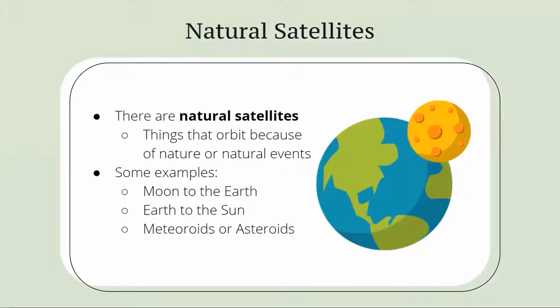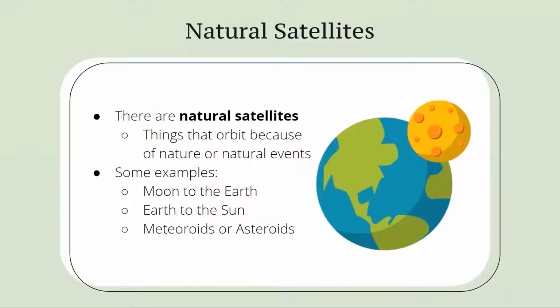Natural satellites are things that are orbiting just like a regular satellite, but the reason that it's orbiting is because of nature or natural events. So nobody put it there in specific, it just happened to occur because random things happened in nature. Some examples of this would be the moon to the earth.